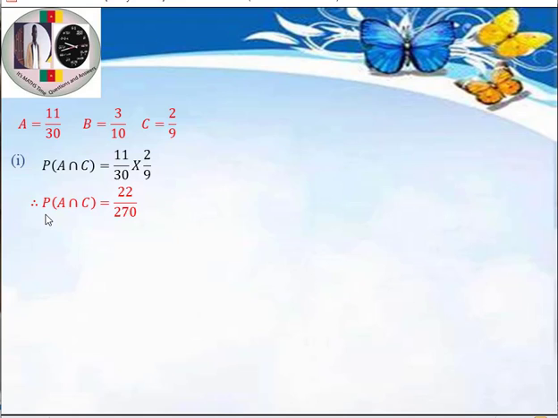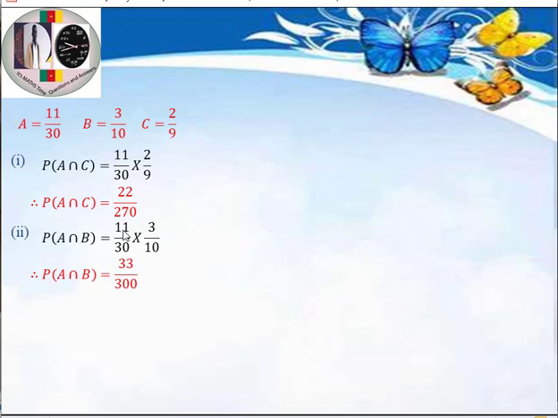So in this case, again, we are going to look for Roman 2. Roman 2 says we should look for the probability of A intersect B. So again, independent events, so probability of A times probability of B, which is 11 on 30 times 3 on 10. If we multiply, we are going to have 33 on 300. You can again simplify, or we leave it at this stage.